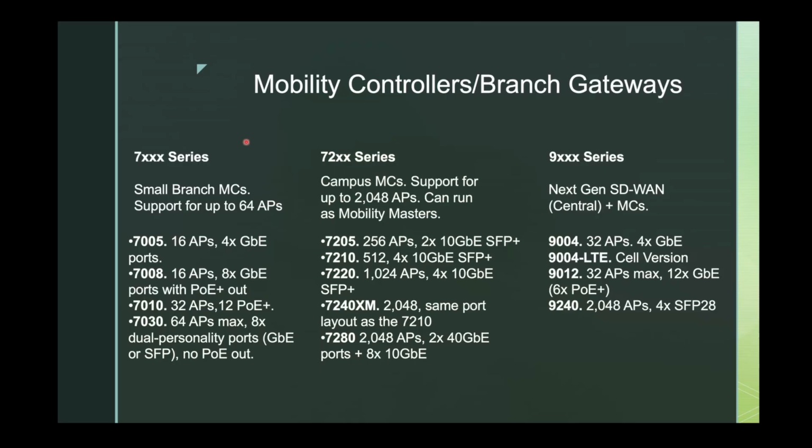It is worth noting that the 7000 and 7200 series can also be used as Central SD-WAN appliances. They can be converted up, but the 9000 series is really the next generation, as the 7200 and 7000 series are no longer sold by Aruba.